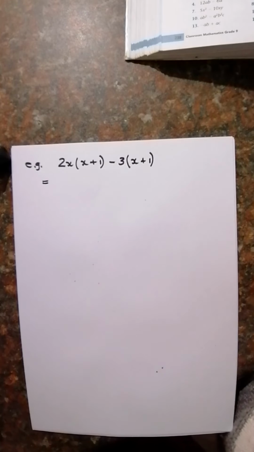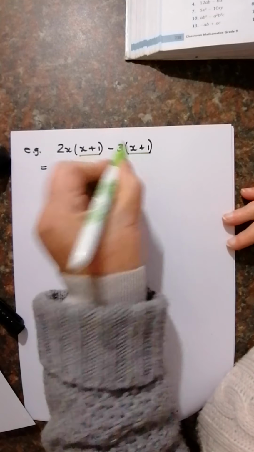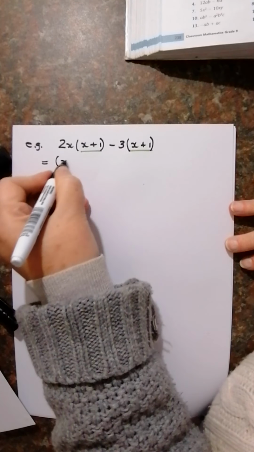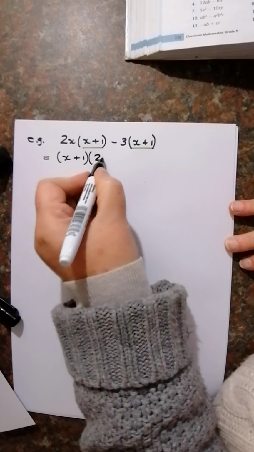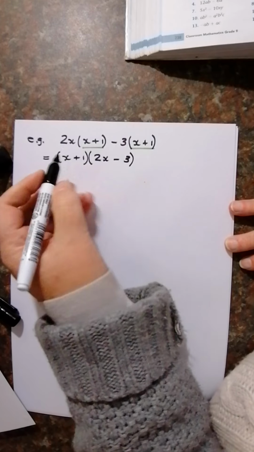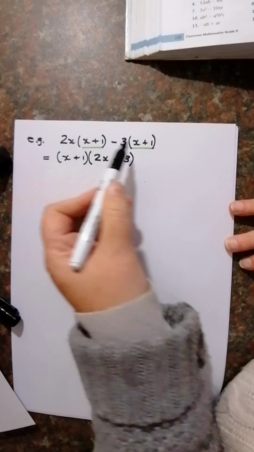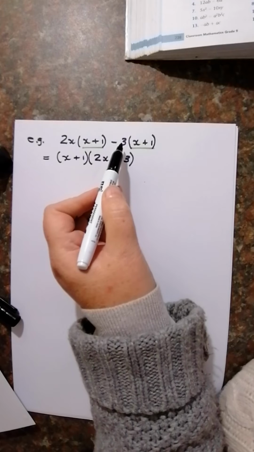This one's a little bit different because we have a common bracket. You see that? That is common. So if we take out that whole bracket, what are we left with? 2x minus 3. I've divided by that whole bracket, so I'm left with the 2x, and I've taken that whole bracket out, so I'm left with minus 3.